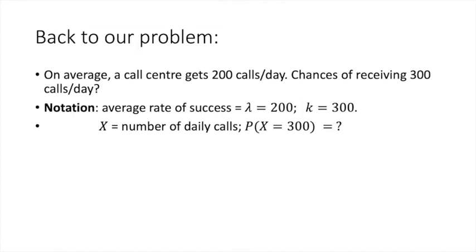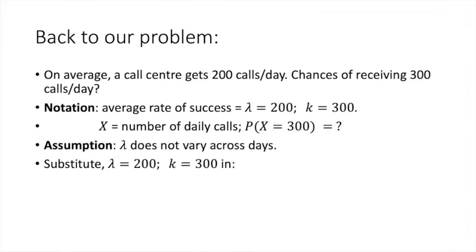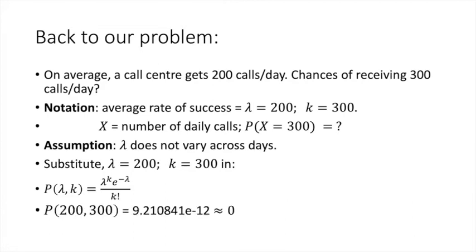So let's return to our problem where lambda equals 200 and we want to know the probability of observing 300 calls in a day. We also assume that lambda does not vary systematically. So let us substitute the values as on your screen into the probability mass function for the Poisson distribution, and the answer is approximately 9.1 times 10 to the power of minus 12, which is negligibly small, almost 0.